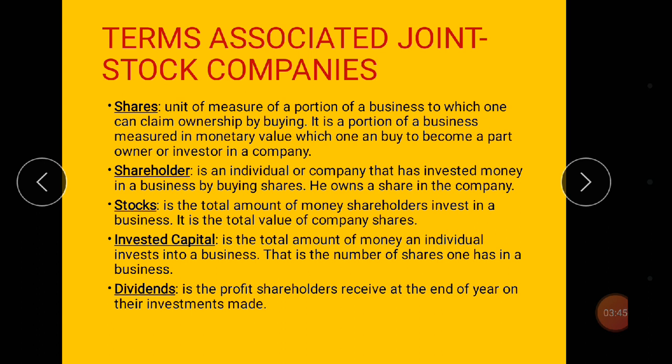And so anybody that has ownership of a portion of a business will say, I have shares in this company. It means that he is a part owner of that company. It is a portion of a business measured in monetary value which one can buy to become a part owner or investor in a company. So if Kojo buys shares in Belite International School, Kojo becomes a part owner or investor in Belite International School. And so it means that whatever profit Belite International School makes, because Kojo is part of the owners, Kojo will receive a part of that profit.